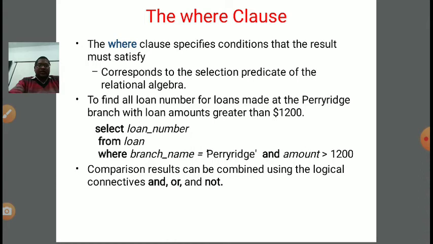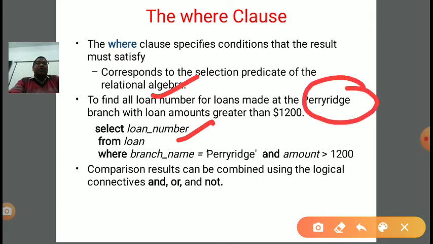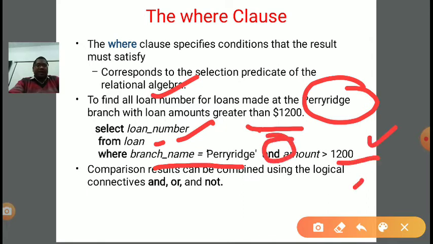So we need to write select loan number from loan, where the branch name is Parish. Okay, there are conditions. First we want all the loan numbers, so in the select clause, loan number, for loans made at the Parish branch with loan amount greater than 1200. So two conditions are there. Branch name should be Parish, at the same time the loan amount should be greater than 1200. So see, both are picked from the loan relation, where condition: branch name should be Parish and at the same time amount should be greater than 1200.